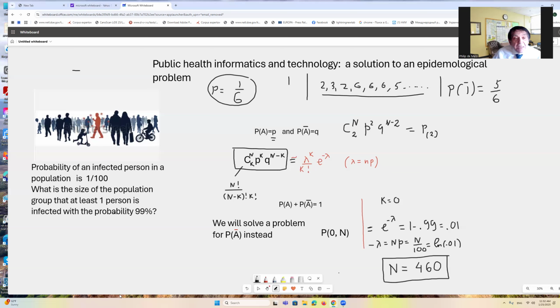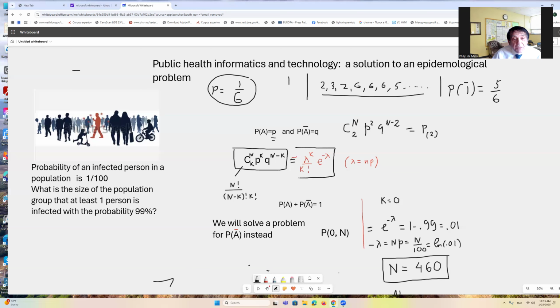Okay, so in this case k equals 0. So when k equals 0, this problem can be much easier. But we also do simplification, because in public health we always talk about populations, so n can be big. And for this we have a very accurate so-called Poisson approximation.